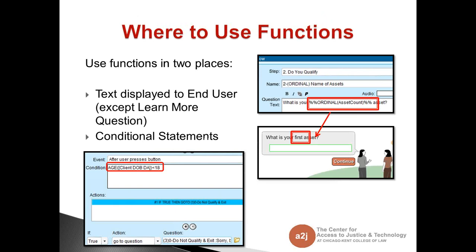Where can you use functions? So there's two places to use functions. The first is to display something to the end user. So you can display it in the question itself and in the Learn More answer section. It cannot be displayed in the Learn More question section. We know this is an issue with authors out there. We're thinking about it. We're working on it. But for now, it cannot be displayed in the Learn More question section. You can also use functions to manipulate something, the data, in a conditional statement. So you include as the condition telling A2J to do something to a variable or to evaluate it somehow. So two places, in the text and in conditional statements.